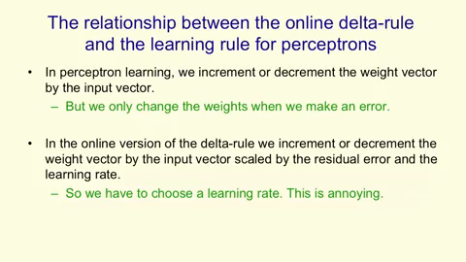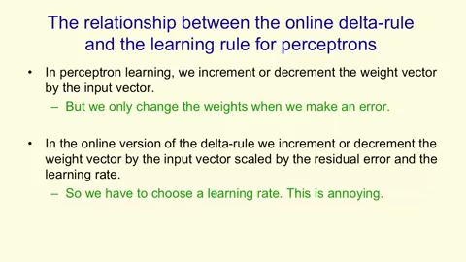There's an interesting relationship between the delta rule and the learning rule for perceptrons. If you use the online version of the delta rule, where we change the weights after each training case, it's quite similar to the perceptron learning rule. In perceptron learning, we increment or decrement the weight vector by the input vector, but we only change the weight vector when we make an error. In the online version of the delta rule, we increment or decrement the weight vector by the input vector, but we scale that by both the residual error and the learning rate.